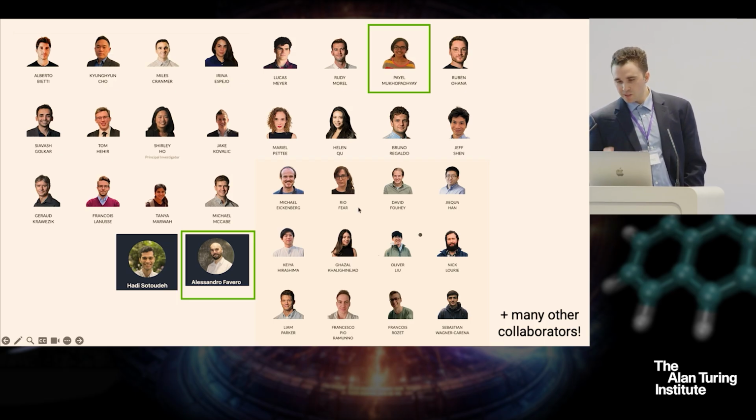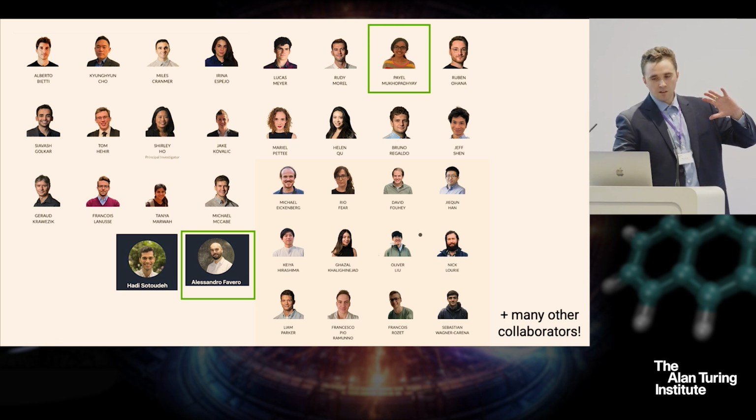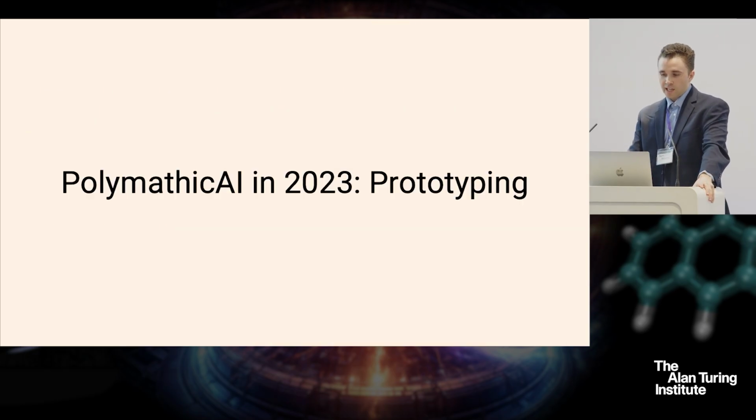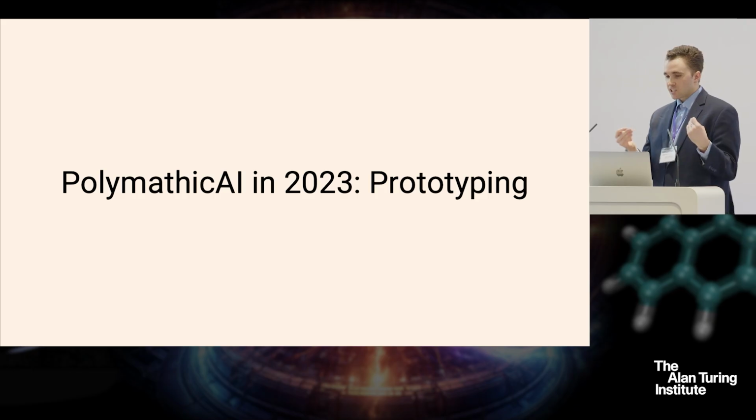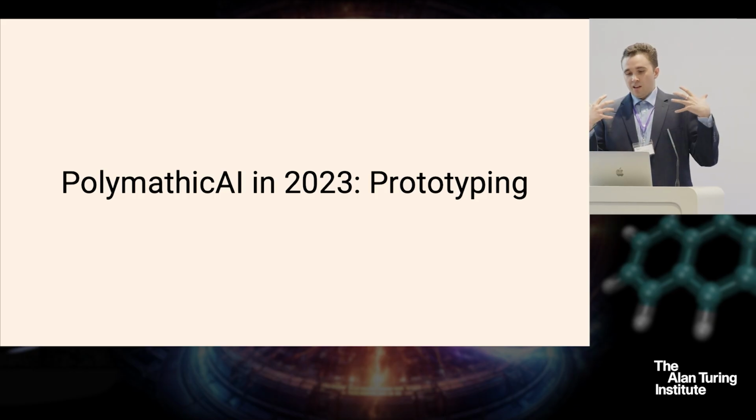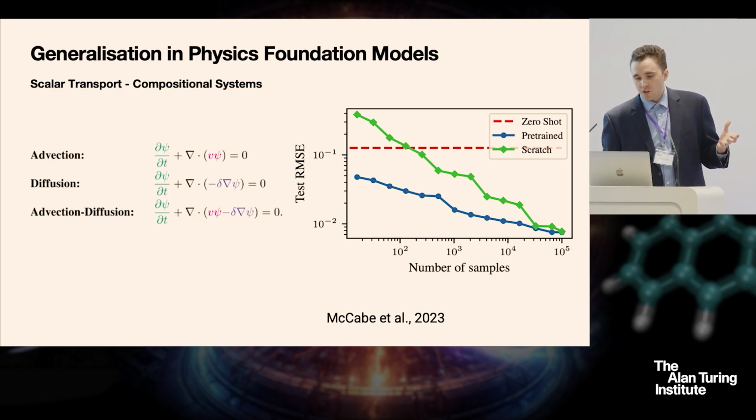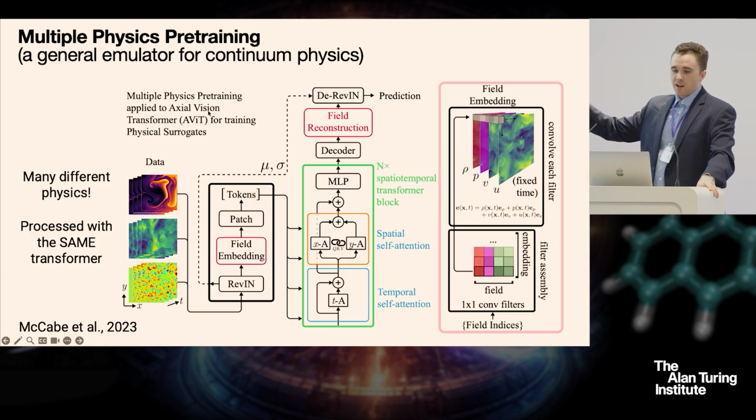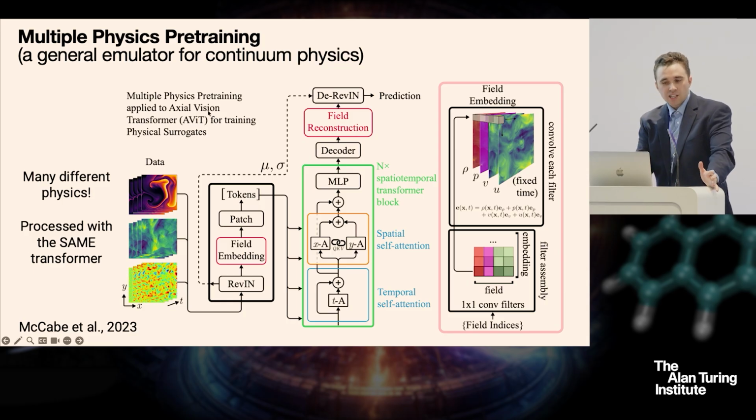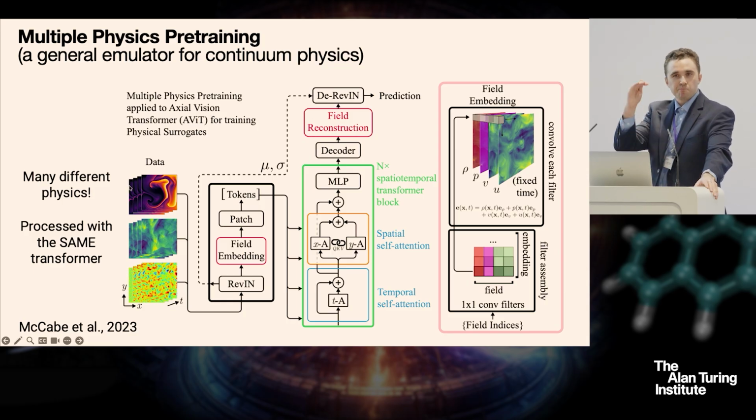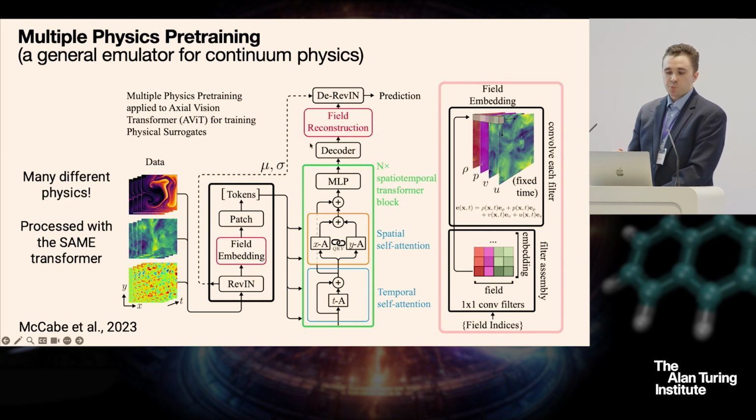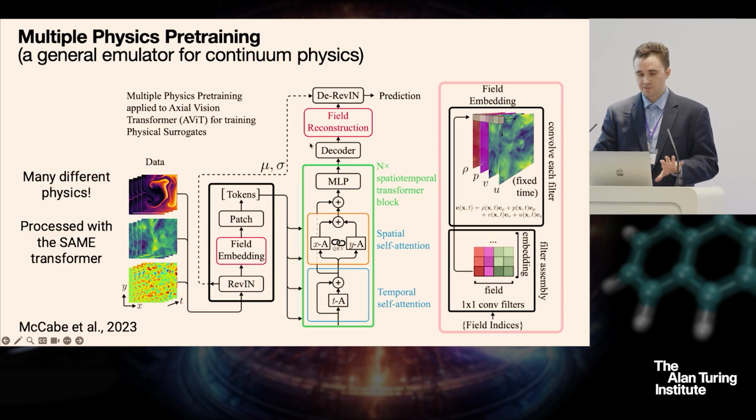So I want to go through a little bit of Polymathic's path to our current state. In 2023, we started with some ideas to prototype this. We were curious, can this foundation model idea really work in the physical sciences? This was one of our first papers, called Multiple Physics Pretraining. It's a single transformer model that can take in many different physics, physics simulations, and it can predict the next step in all of these different physical simulations.